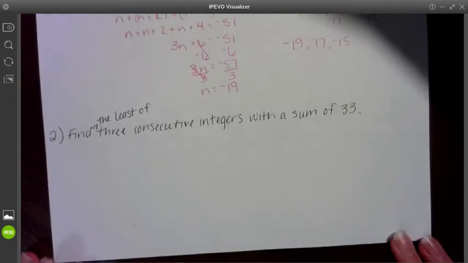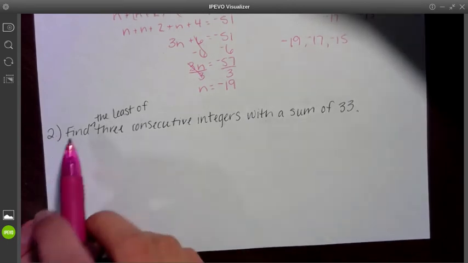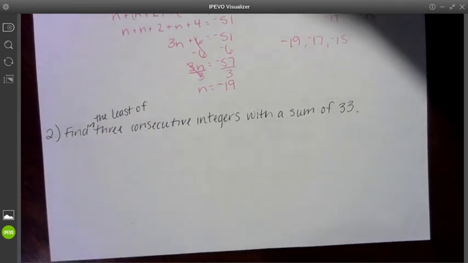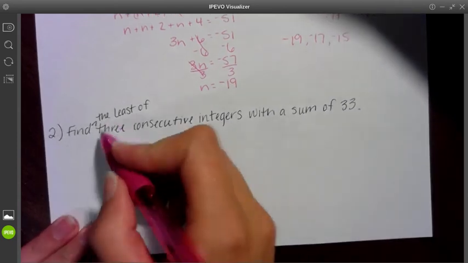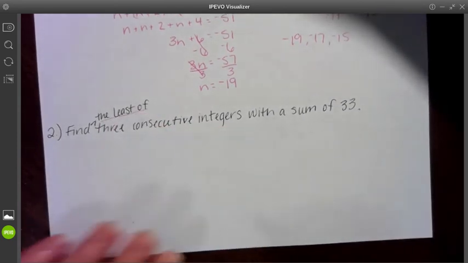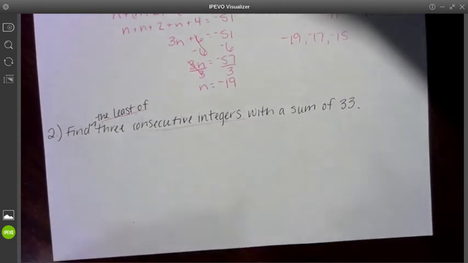So I encourage you to pause here and try this one. Notice though, it says find the least of 3 consecutive integers with a sum of 33. Okay, so you just want to find the least, so the smallest of those integers. And it's consecutive integers, not consecutive odd, not consecutive even, but consecutive integers. So pause and try it. Okay, let's work it out together.